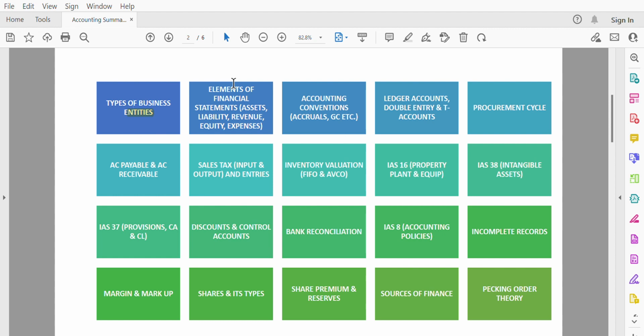Secondly, there is the basis of accounting, which are called the elements of financial statements. Those are basically assets, liabilities, revenue, equity, and expenses. So these are the items which are recorded in the balance sheet and in the income statement. Balance sheet is basically assets is equal to capital plus liabilities.